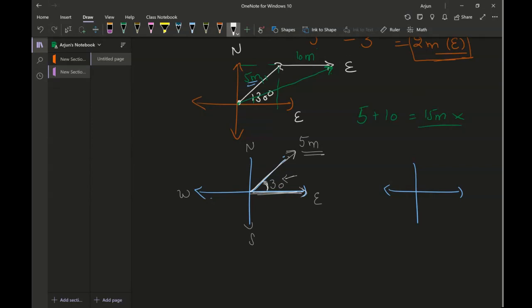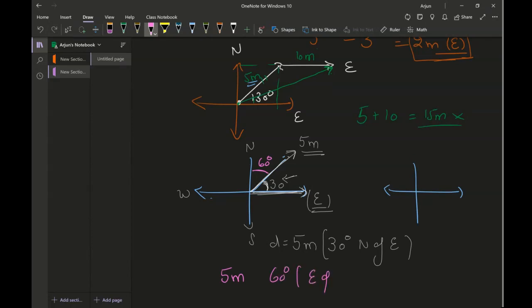So how am I going to write it? I'll write it as: the object has covered a displacement of 5 meters at an angle of 30 degrees north of east, because the angle is with respect to the east direction. So I'll write it as north of east. And if the angle was along the y-axis, something like this, if this angle is 60 degrees, I would have called it 5 meters at an angle of 60 degrees east of north. I would have written it like this.